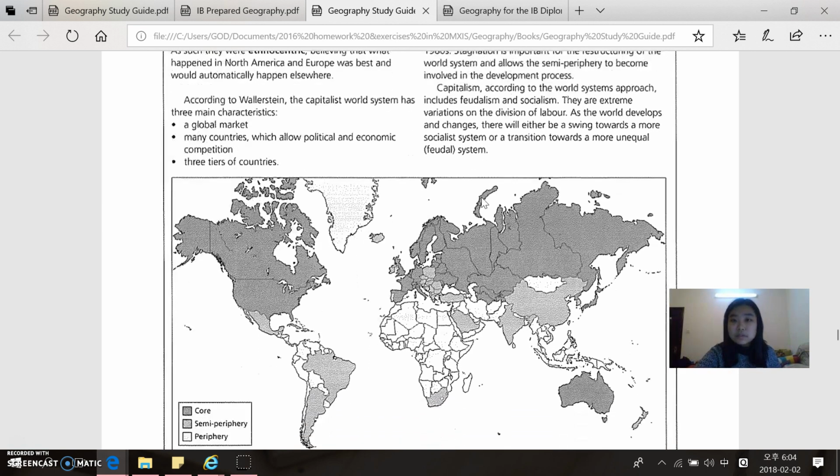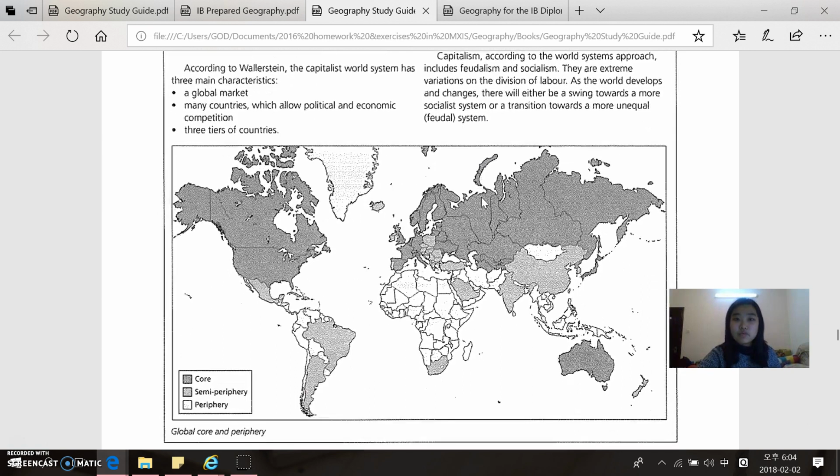So as the world develops, it's either this or that: either a more regulated development or a more unequal development, with a disparity between rich and poor. Yeah, so this is a map of core, semi-periphery, and periphery.